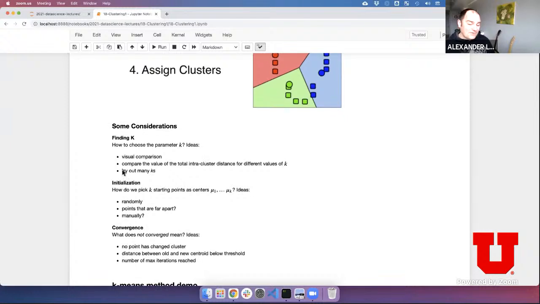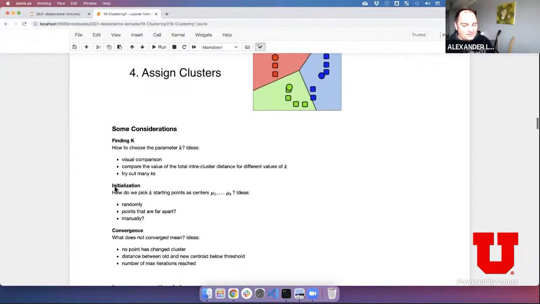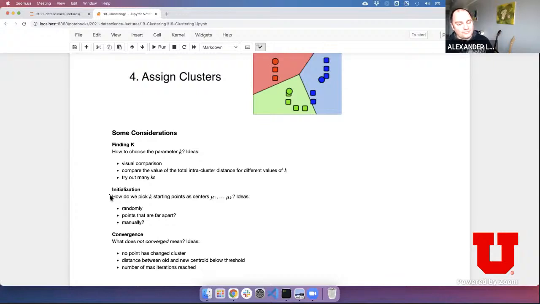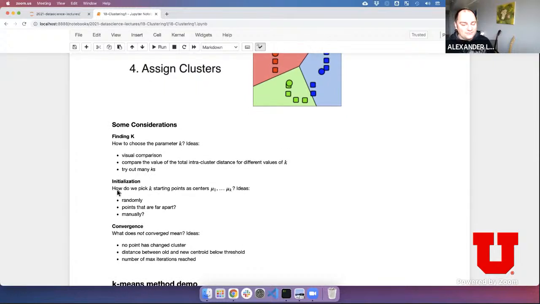And of course, you can try out many Ks and see. The next thing we have to think about is, how do we pick our K starting points? That is very important in k-means, because if you pick bad starting points, you can really get into trouble. Here are some ideas. You could randomly pick them, you could try to pick points that are far apart, or you could manually pick them.